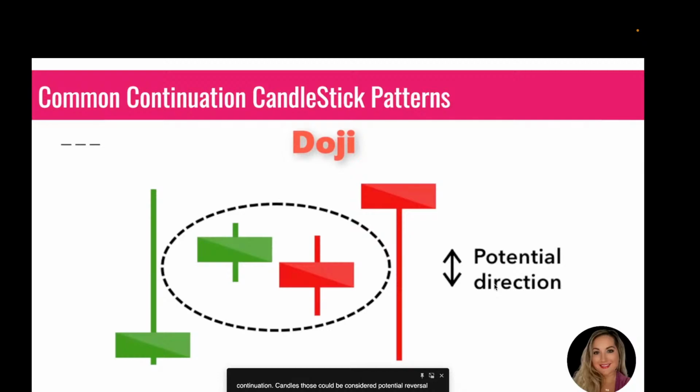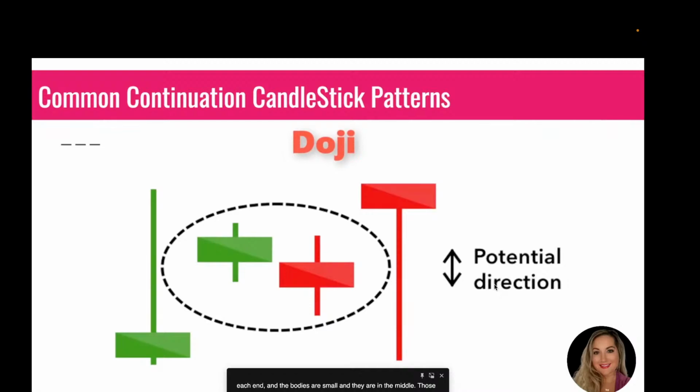However, the dojis that are in the middle, where you have more of a cross-like figure, with similar wicks on each end and small bodies, and they are in the middle, those would be considered continuation, where they're neutral.